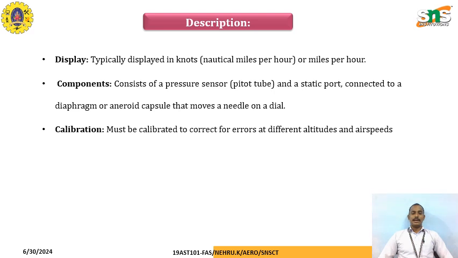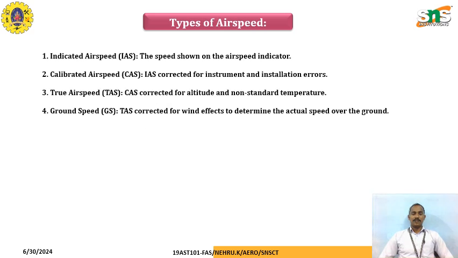This indicator is typically displayed in knots, nautical miles per hour, or in miles per hour. The major components consist of a pressure sensor, which is a pitot tube, and the static port connected to the diaphragm or aneroid capsules that move a needle or a dial and display the value. Calibration must be done. This must be corrected for the error at different altitudes and airspeeds.